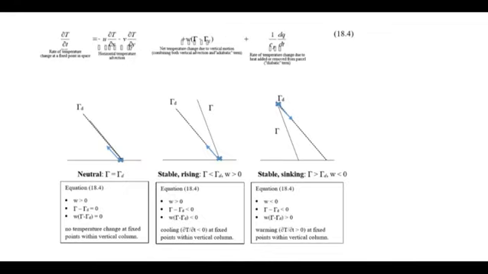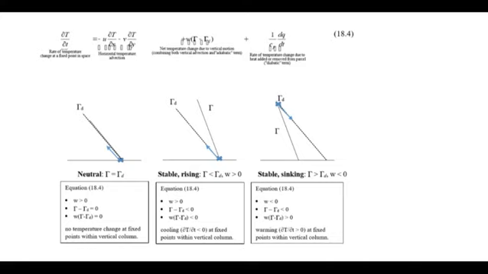Okay, so now let's see the consequences of a neutral, stable, or unstable atmosphere on the temperature change experienced within the column. Okay, so we know that for a neutral atmosphere, gamma and gamma D are equal to each other. For a stable atmosphere, gamma is less than gamma D, and for an unstable atmosphere, gamma is greater than gamma D. What we have here is 3 examples of the consequences on temperature within the column in those situations. We have 1 for neutral, and we have 2 for stable.